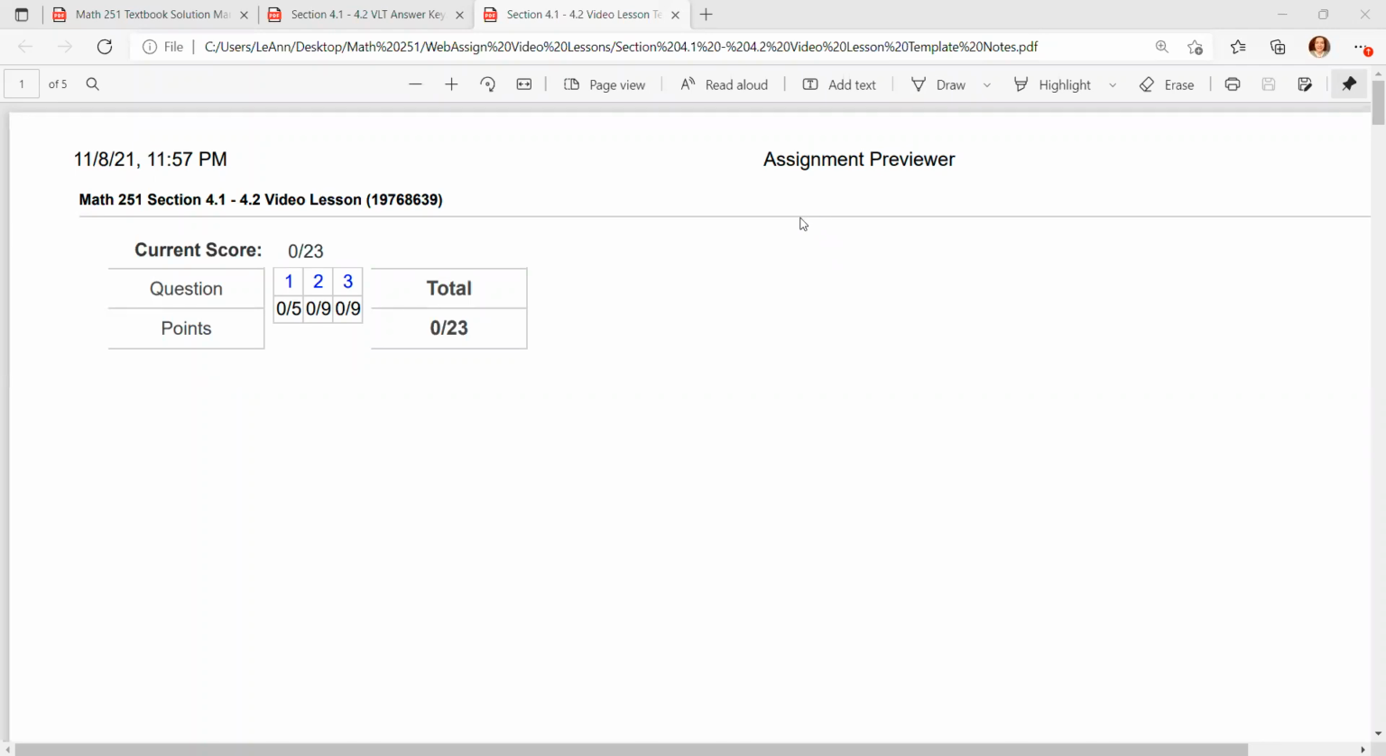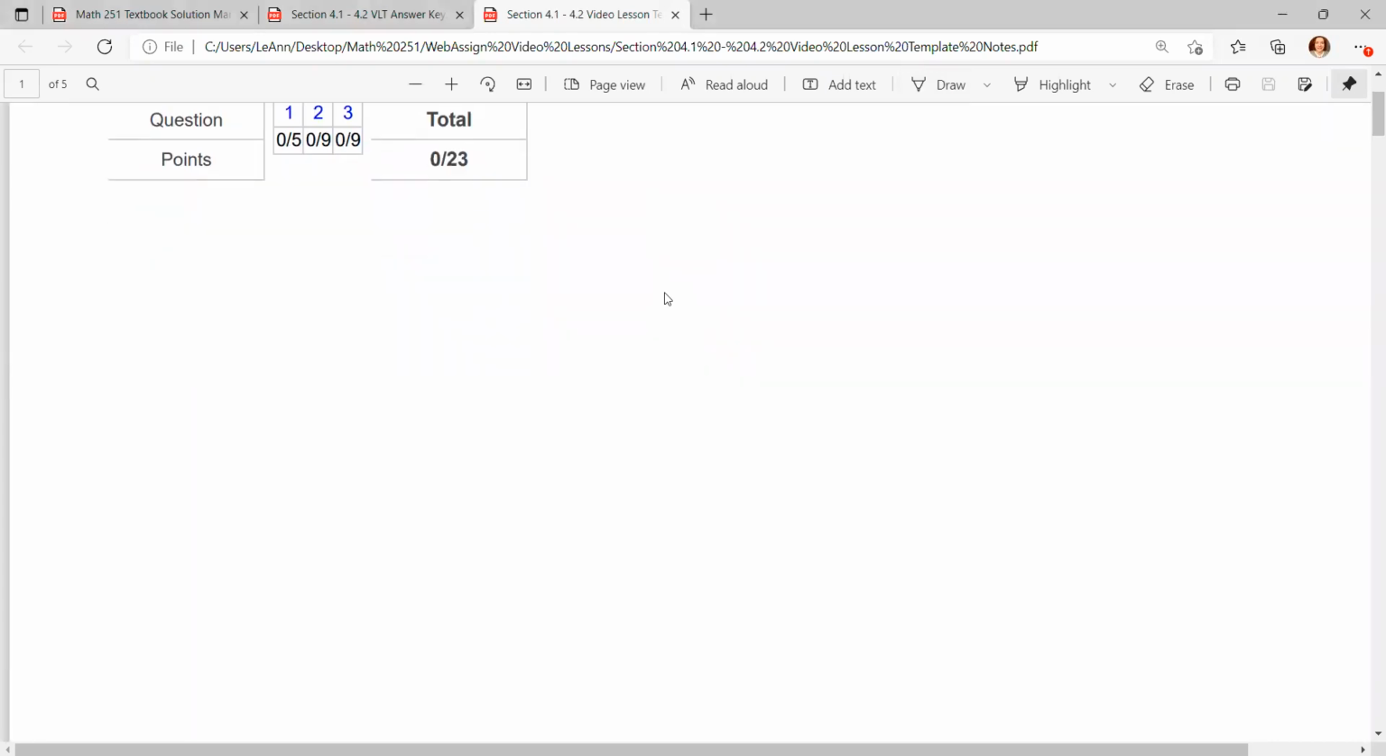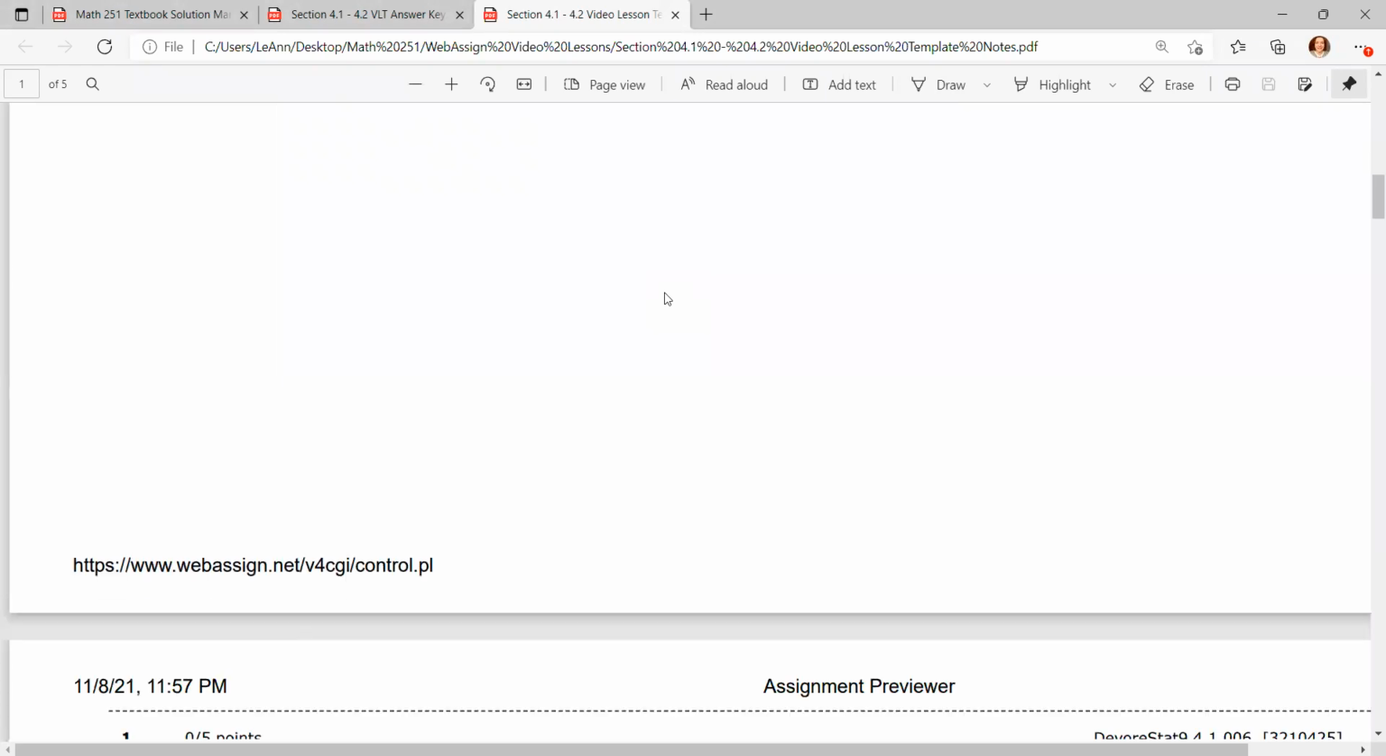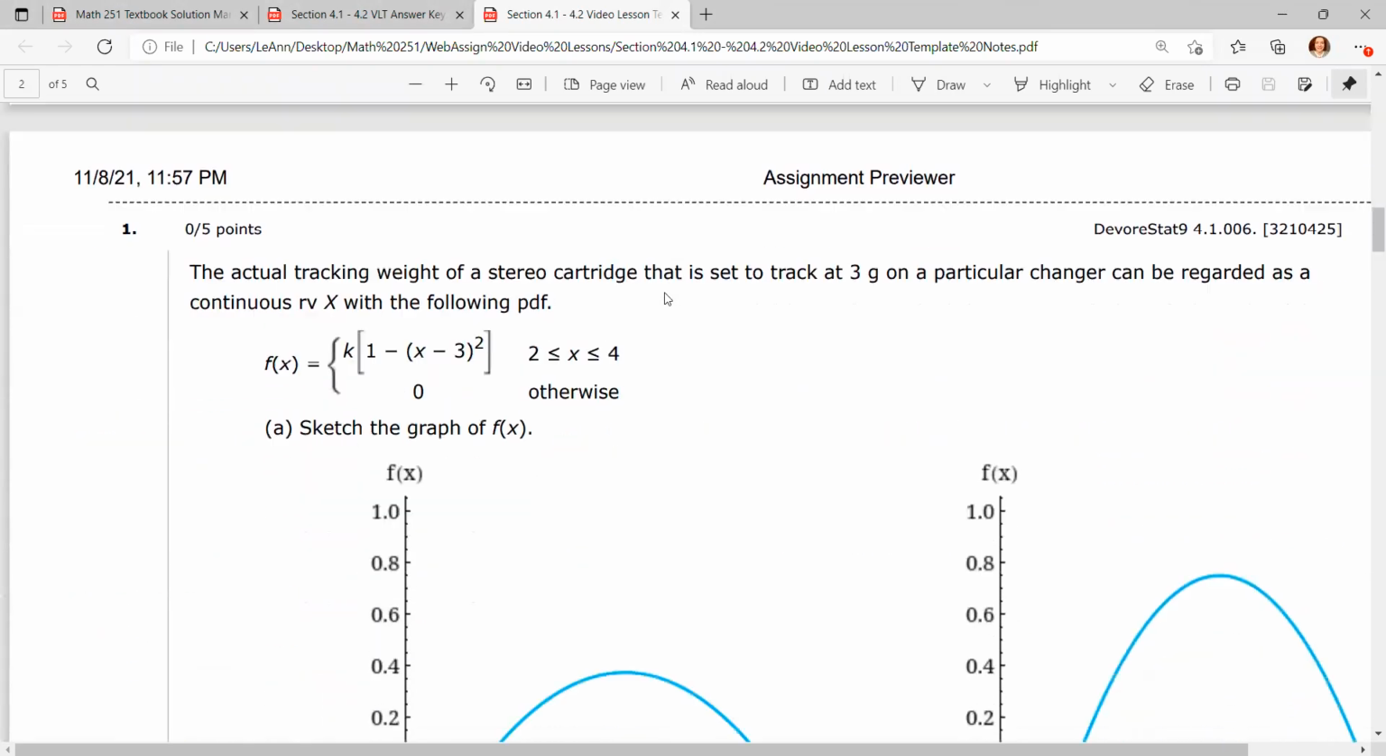All right, this is the video for 4.1, 4.2. Just some different problems I found in WebAssign that were similar but not exactly the same as your homework.